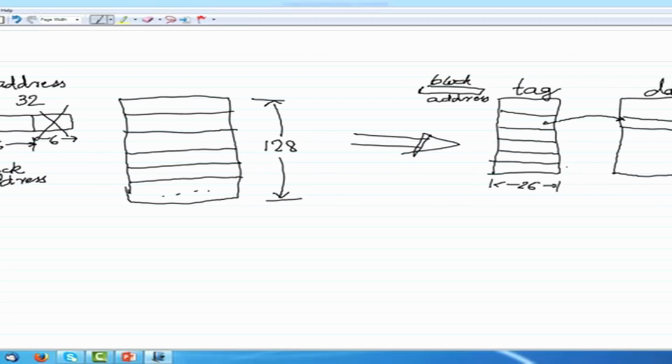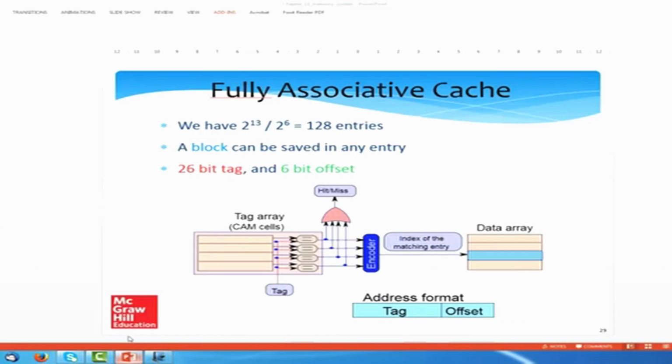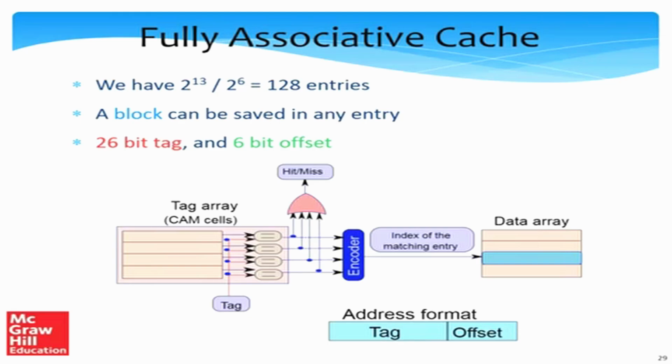So the basic problem here is essentially a search problem. Given 128 entries in the tag array, we need to find if any of the entries in the tag array matches the value of the block address. If it does, we are done. The way we do that is basically via the CAM array over here.